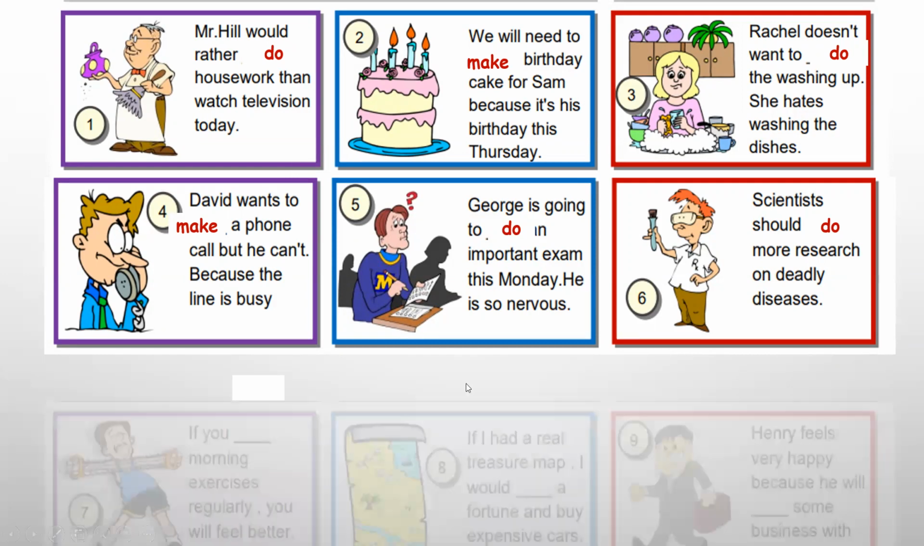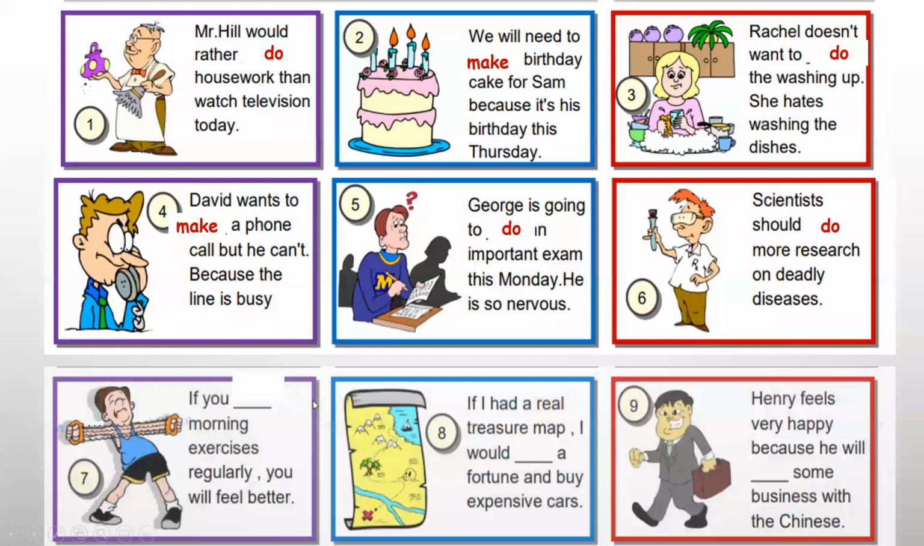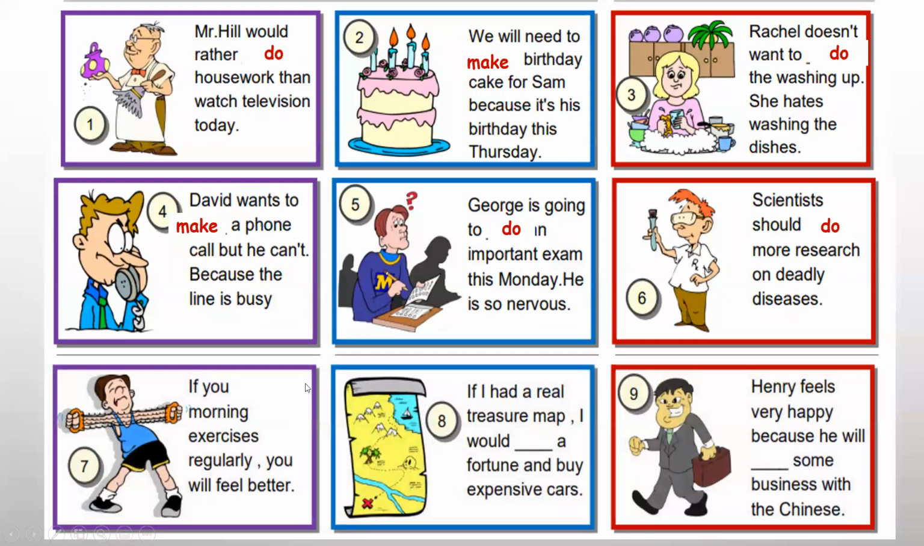Arwa, where are you? Yes, Arwa, can you do the next one? "If you dash morning exercise..." So, if you make or do morning exercise. If you do, do. Activity. Okay. Arwa, do number 8 also. "If I had a real treasure map, I would dash a fortune." I would make or do a fortune? Make a fortune. Yes, very good, Arwa.